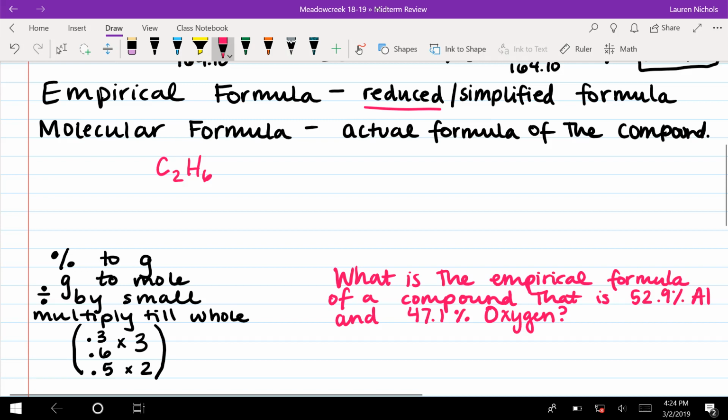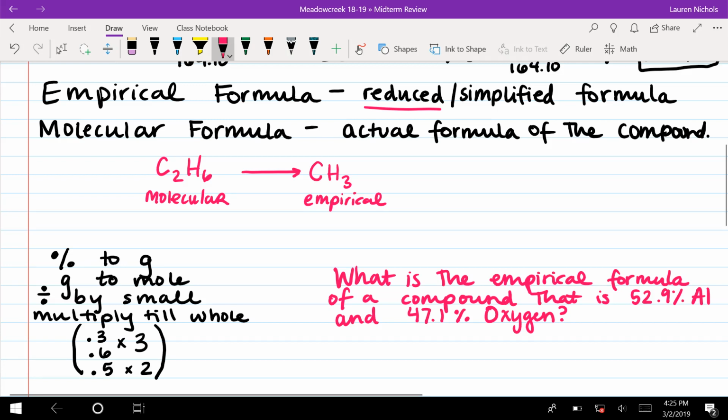So for example, if you have the compound C2H6, I don't know what you're doing with it, but maybe you're doing some sort of experiment. This is our molecular formula because it's what we actually have, okay? If I simplify or reduce it, I can divide both 2 and 6 by 2, and that would give me CH3. Okay, this would be the empirical formula because it is reduced or simplified, okay?